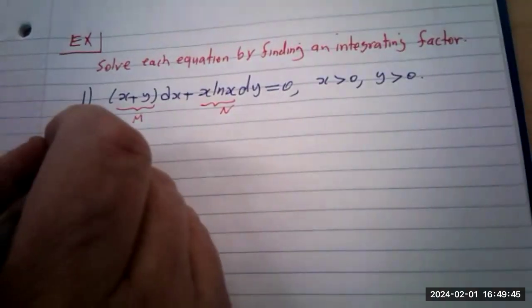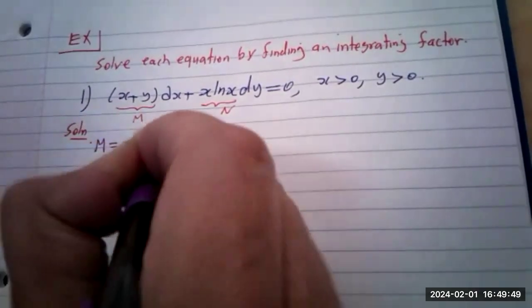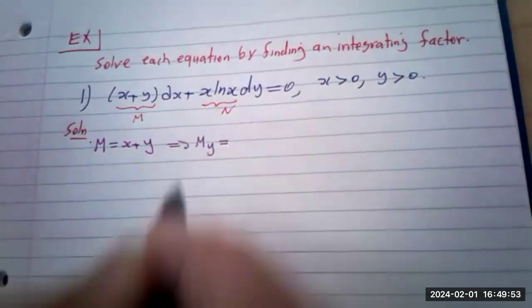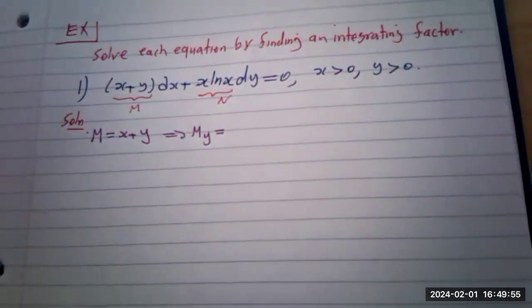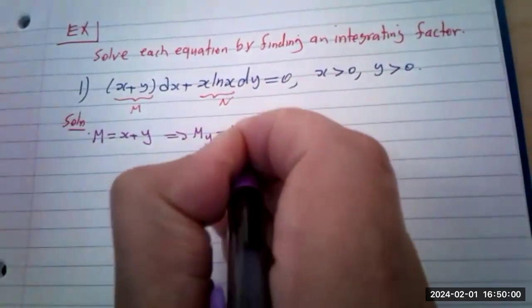So the solution: M is x plus y. From M, you have to find M sub y, differentiating with respect to y. X is isolated, so its derivative is 0. Derivative of y is 1. That is M sub y.